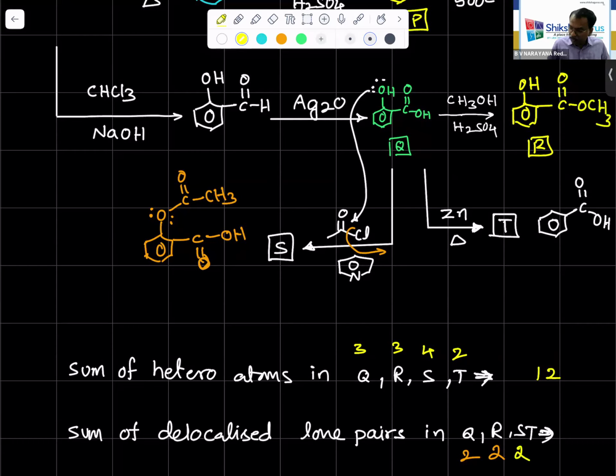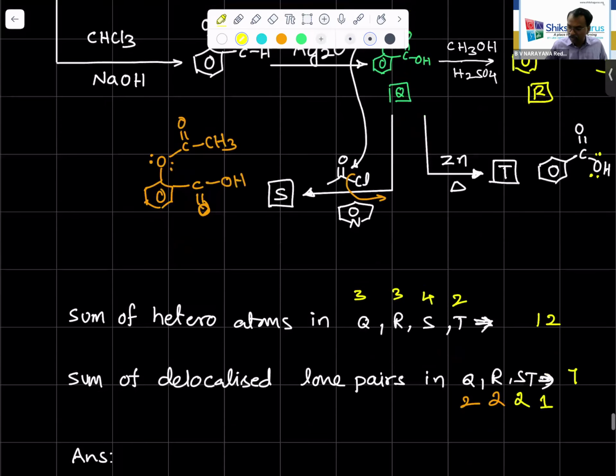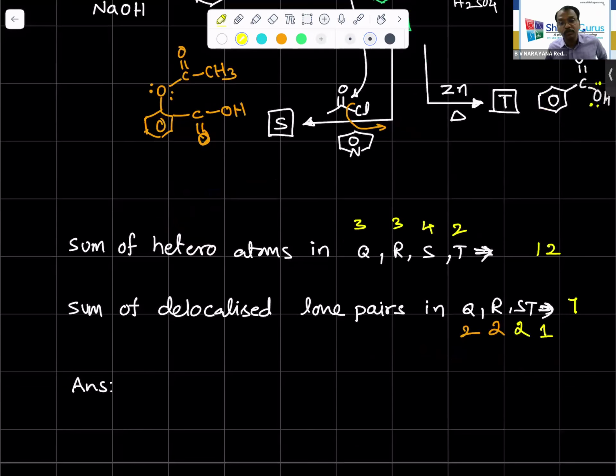And what about T? Here only 1 lone pair participates in resonance from this oxygen atom. Therefore, what is the answer here? Totally 7 lone pairs participate in resonance. Now the question is, what is the sum of heteroatoms and delocalized lone pairs present in Q, R, S, T? There is 12 plus 7, which is totally 19. This is our answer.